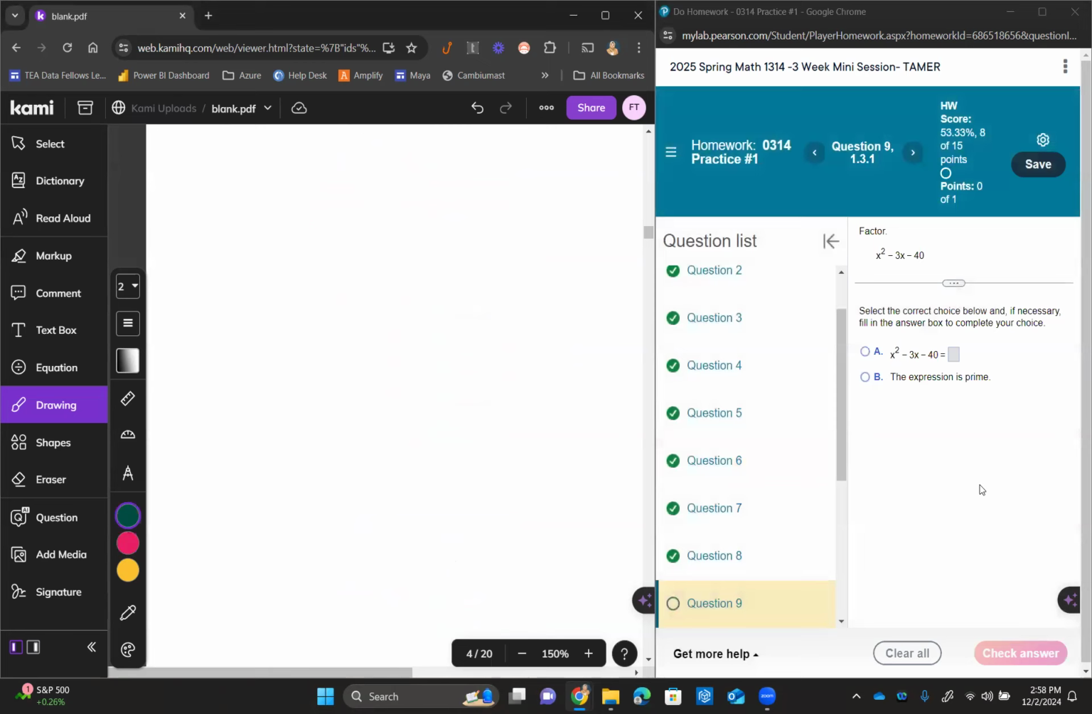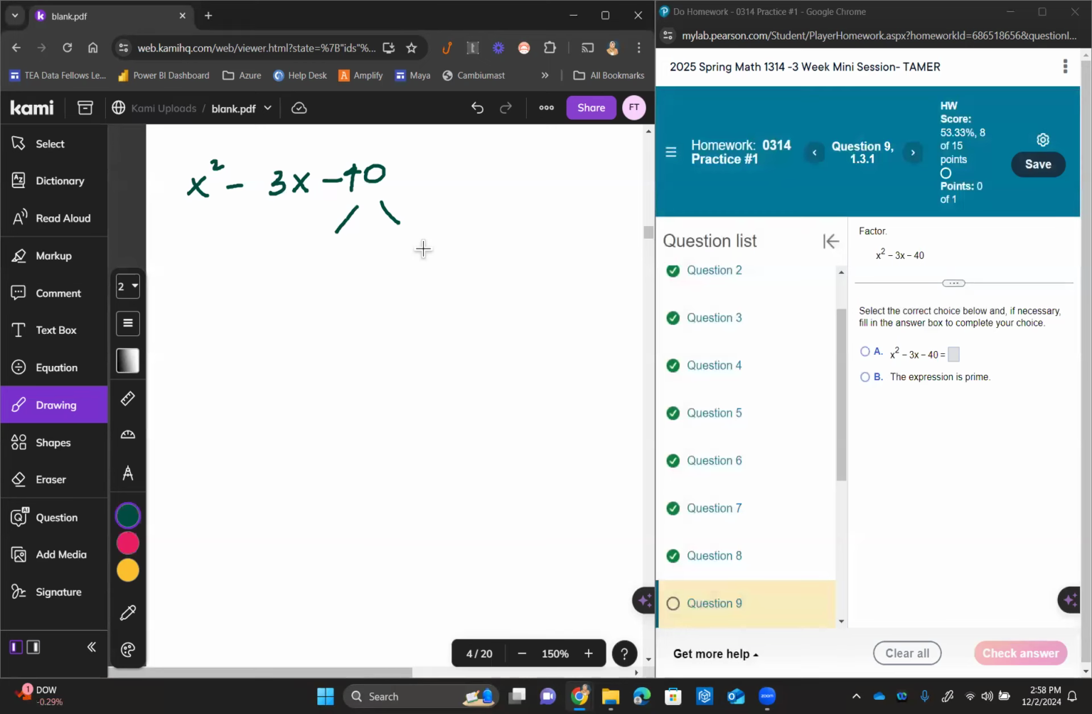For question 9, we don't have a linear equation problem anymore. We have a factoring problem. This is a review from the very first homework. I need to factor x squared minus 3x minus 40. This is a trinomial, and it's an easy type of trinomial because there is no number before the x squared. So I will just focus on the last number, which is negative 40.